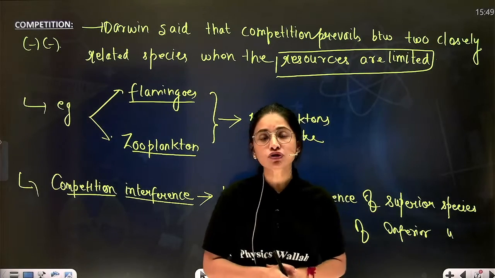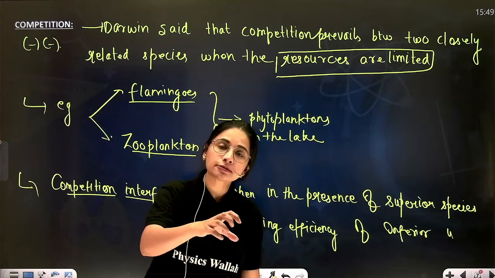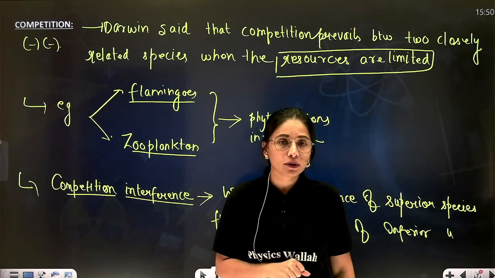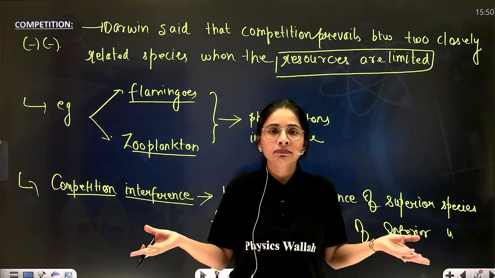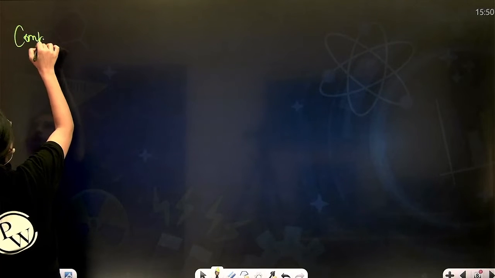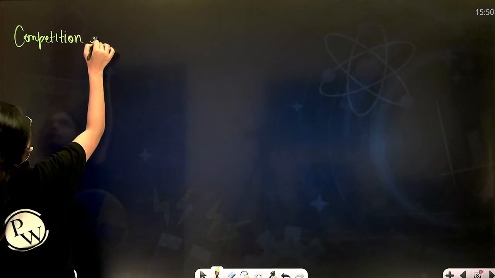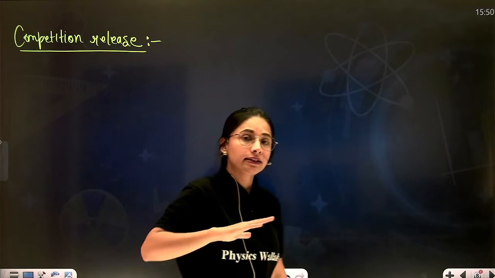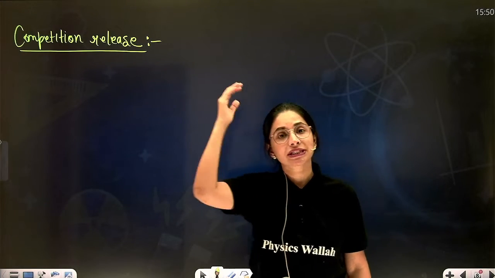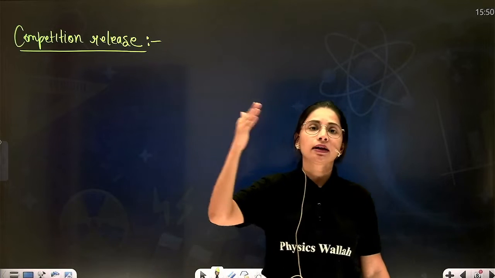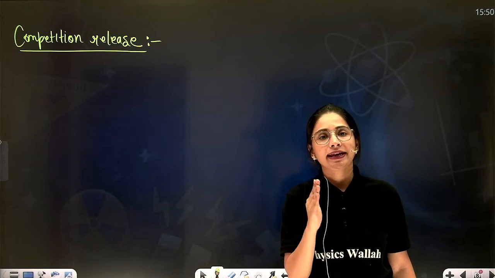Now, later on it was observed that if the stronger species is eliminated, suppose the goat had been removed from Galapagos in time, then tortoise would have again become happy. They would have again flourished. So this is known as competition release. That is, the number of the inferior species was declining in the presence of the superior species. So when you remove the superior species, automatically the number of the inferior species is going to increase.